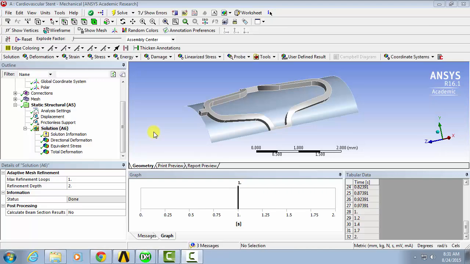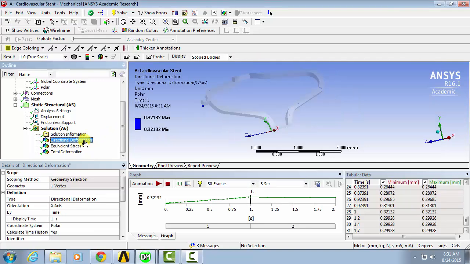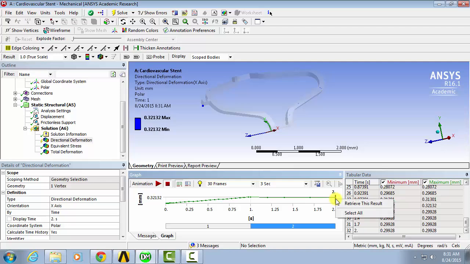Now that we've generated the solution, we can begin to interpret the results according to the FDA submission guidelines. So the first thing is recoil percentage. And we can see that we have a max deformation of 0.32132 millimeters. And then at the most collapsed balloon point, we see that the stent has a value of 0.29928 millimeters. So there is recoil there.